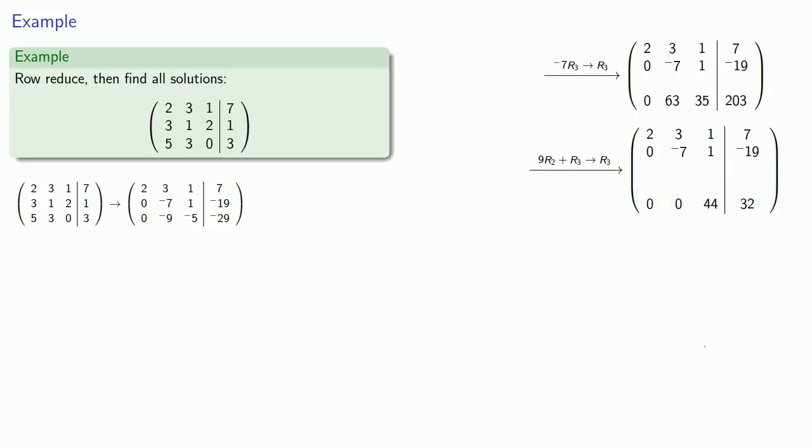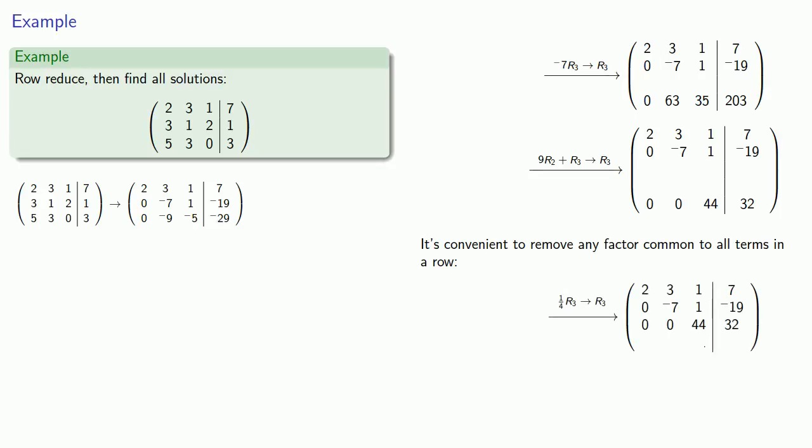Now you'll notice one of the disadvantages here is that the numbers in our matrix grow larger and larger, and this is the price we have to pay for avoiding fractions. However, every now and then we find a row where all entries are divisible by the same number, and so it's convenient to remove any factor common to all terms in a row, because this will help prevent our numbers from getting too large. So here we'll multiply that third row by 1/4 to get 0, 0, 11, 8 as our new third row. And now our matrix is in row echelon form, and we can solve using back substitution.